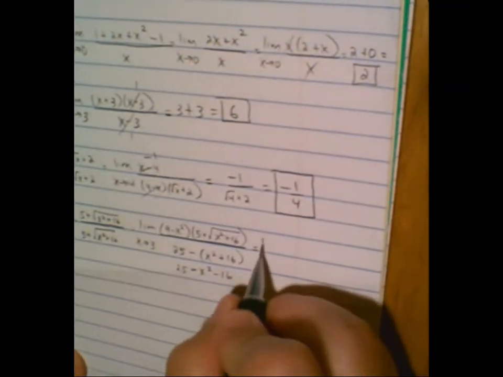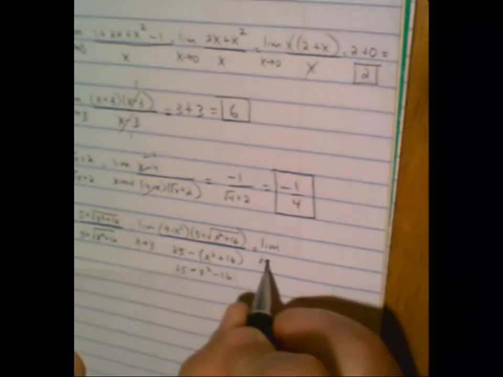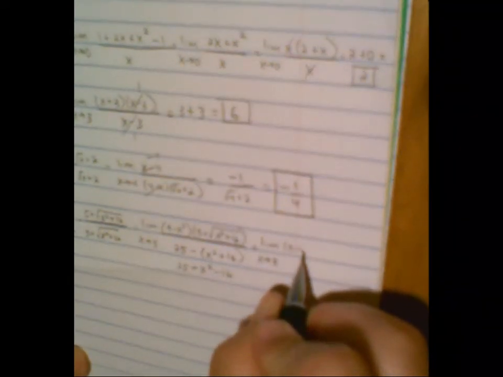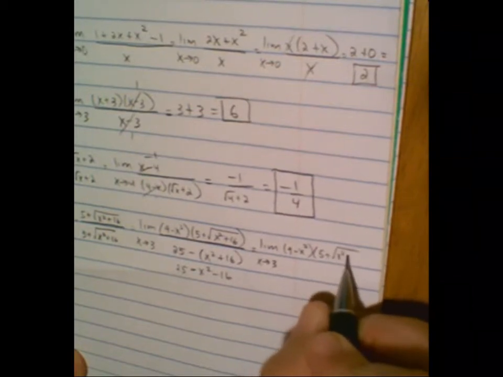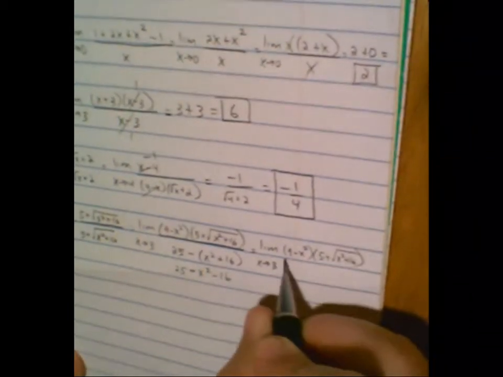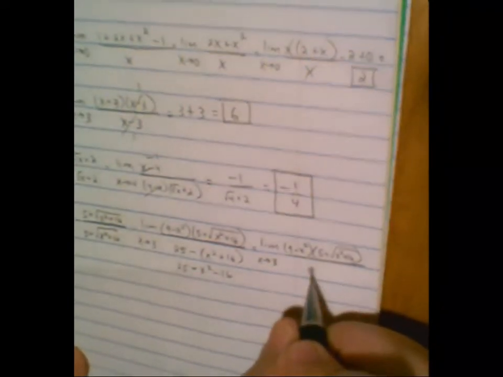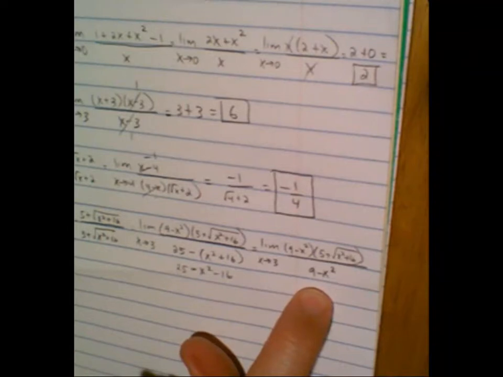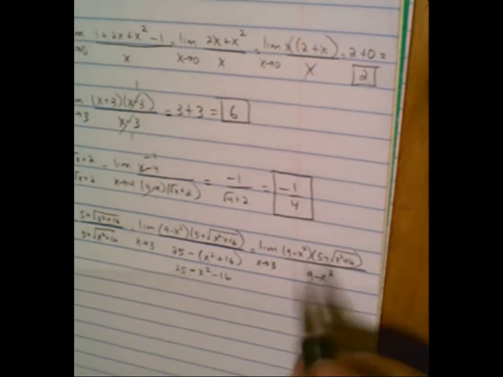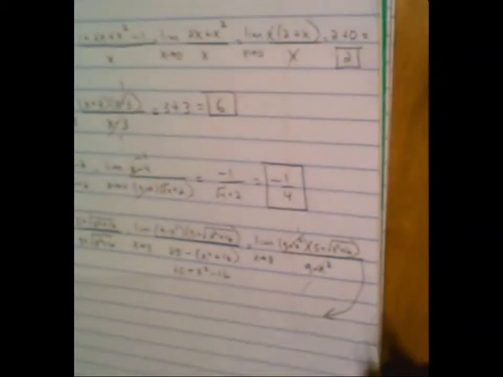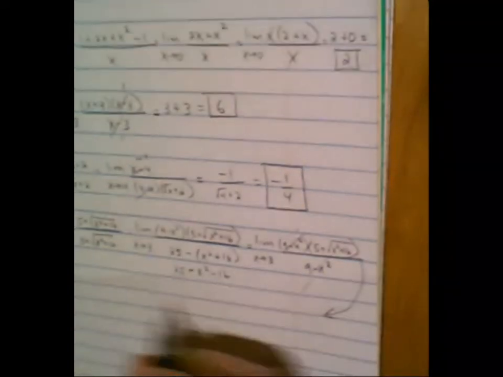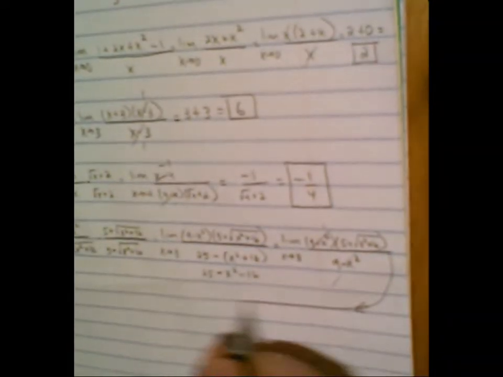So we have the limit, as x approaches 3, of (9 minus x squared) times (5 plus the square root of x squared plus 16) over (9 minus x squared). The 9 minus x squareds are going to cancel. I'm going to plug the 3 into here. I'm going to go down to the next line.